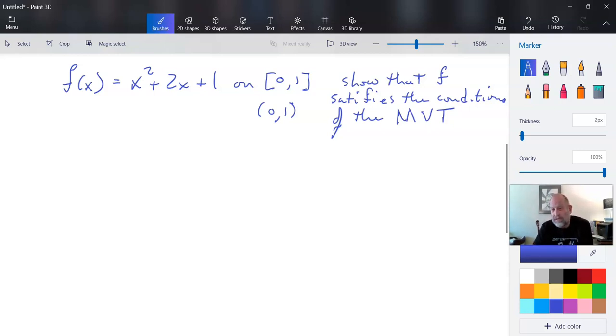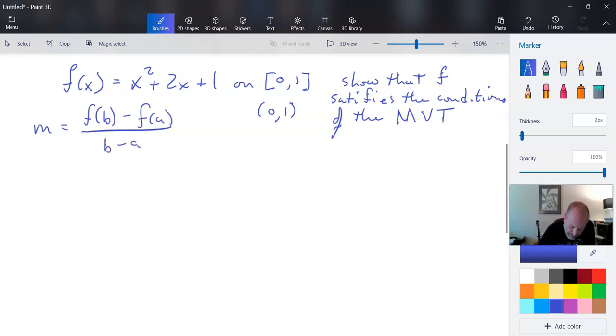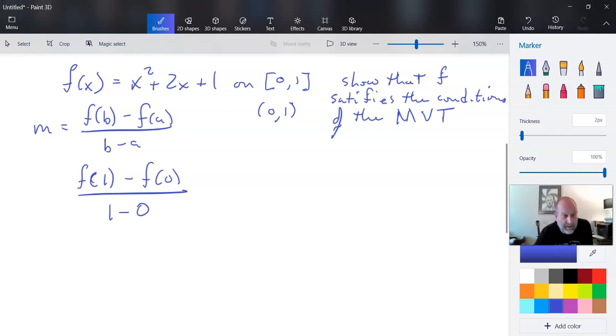Then what we need to do is find an average rate of change for the interval given. And so remember, our average rate of change is f of b minus f of a, it's a slope, really, over b minus a. Well, we have 0 and 1 here, so I need f of 1. We have to start with the high one, minus f of 0 over 1 minus 0. So it's just plugging it into the slope formula, really.